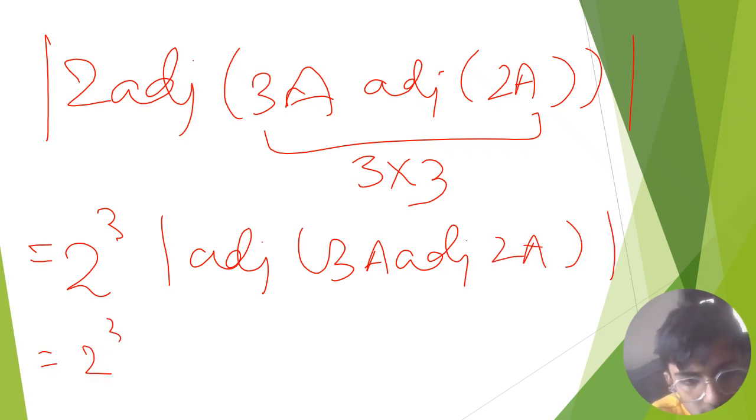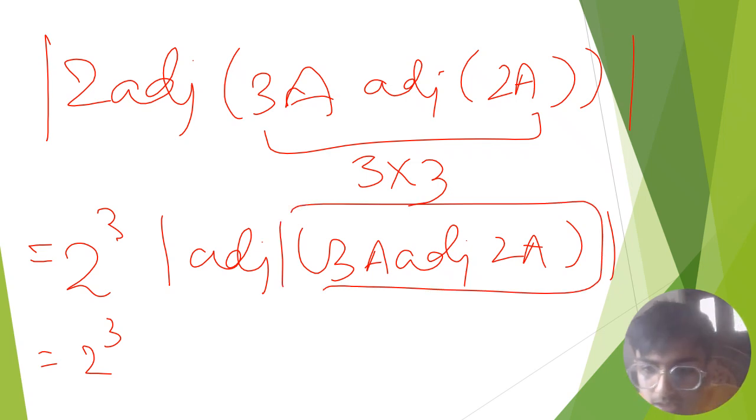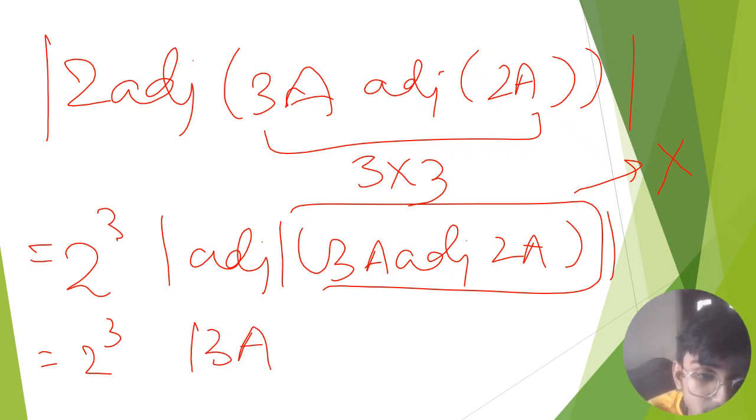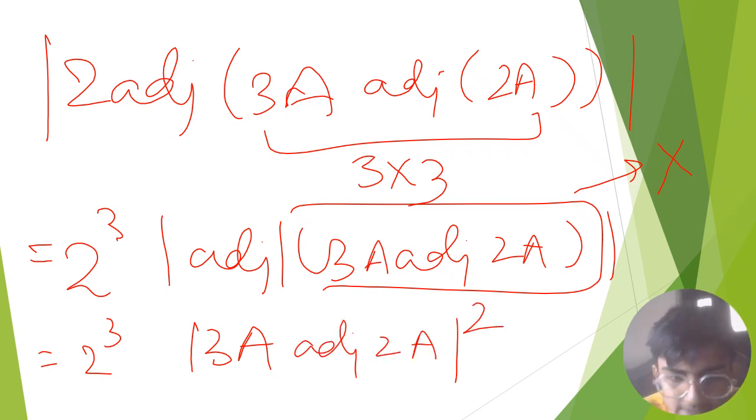Now, as we know, let's say this quantity is x. If we have to find the determinant of adjoint of x, then that will simply be the determinant of x raised to the power n minus 1, where n is the order, and here n is equal to 3. So we will write it this way: 3A adjoint of 2A, and here we write whole square. Right. Now, let me first take it to the next slide.